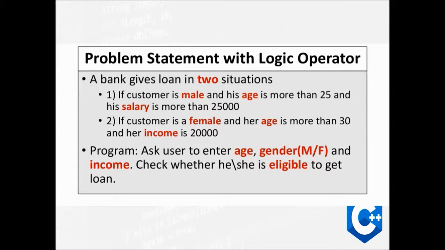Let's have another problem. The problem statement is: a bank gives a loan in two situations. First, if the customer is male and his age is more than 25 and his salary is more than 25,000. Number two, if the customer is female and her age is more than 30 and her income is more than 20,000. In the program, ask the user to enter age, gender, and income. Check whether he or she is eligible to get a loan or not.